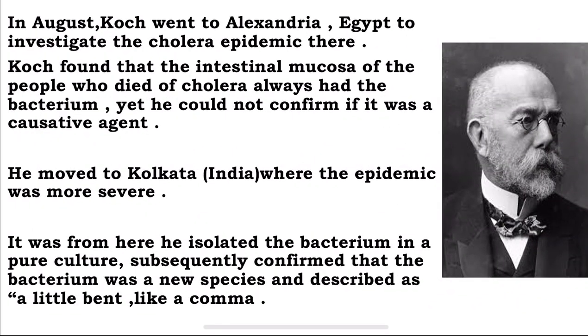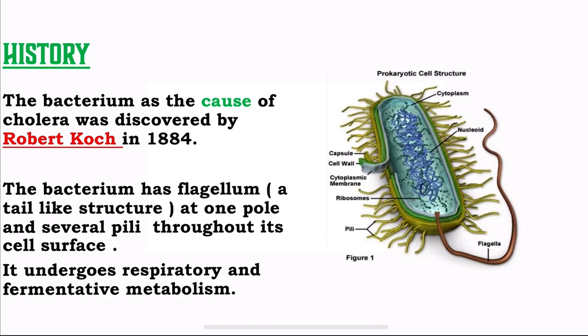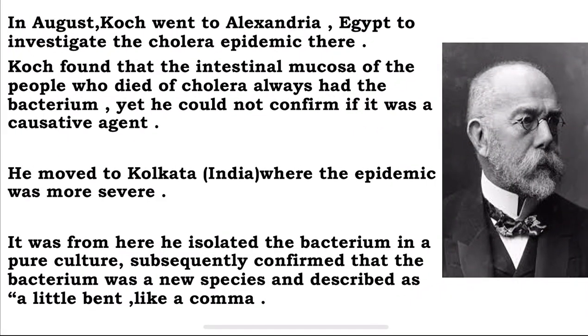In August, Koch went to Alexandria, Egypt, to investigate the cholera epidemic there. So we see the year is 1884. Robert Koch traveled to Alexandria, Egypt, to investigate the cholera epidemic which was going on there.